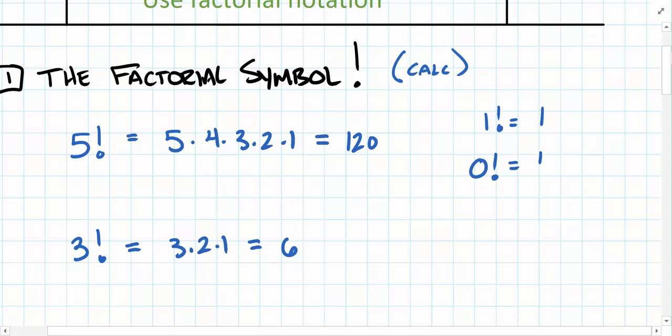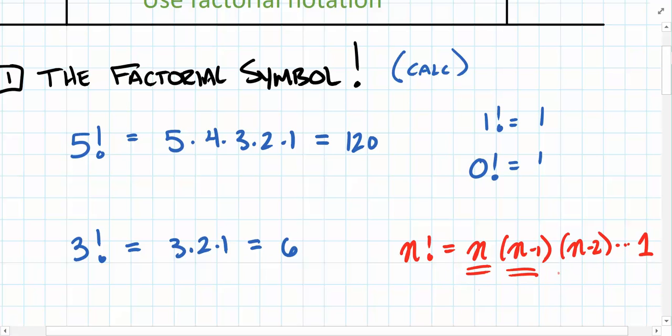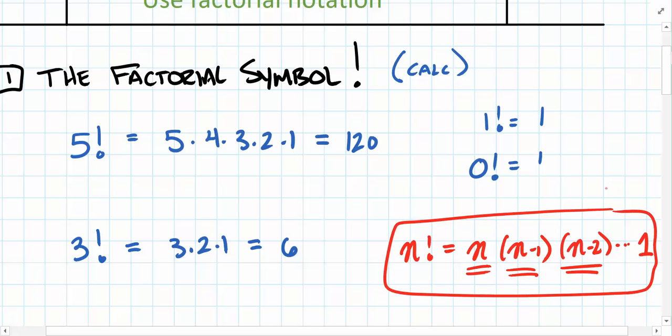Okay, so in general, n factorial means start with the number n, multiply it by n minus 1, then by n minus 2, all the way down until I get to the number 1, right? Because after all, you start with the first one, then you multiply it by 1 less than the first one, then 2 less than the first one, and so on and so forth. So this is in general what it means to be factorial.